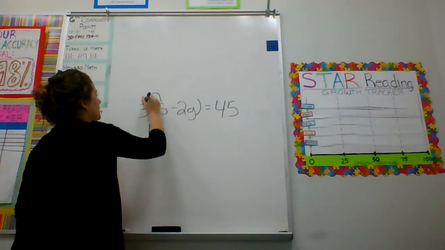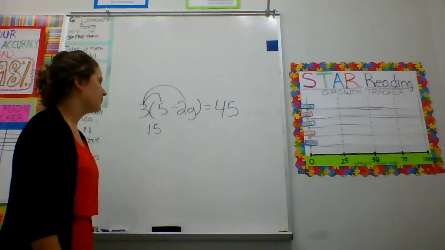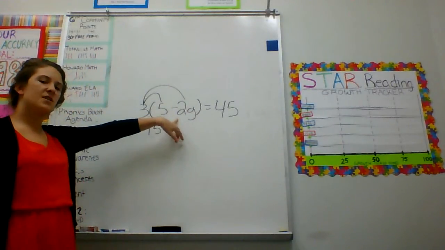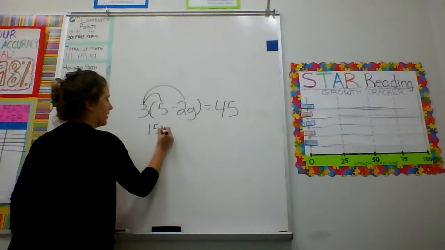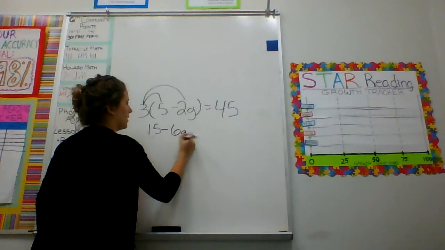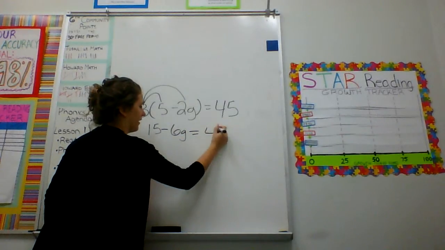Then I must also distribute my 3 times my 2g. And it's not just a positive 2g, it's a negative 2g. So a positive times a negative will give me a negative 6g. And that's going to be equal to 45.